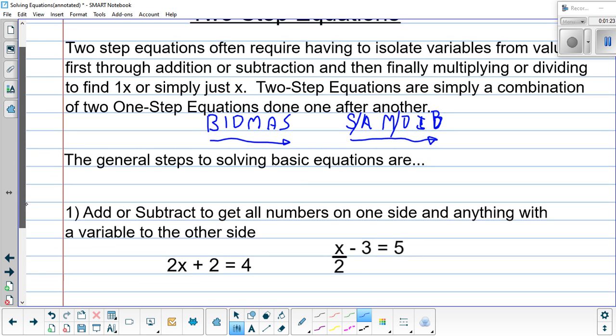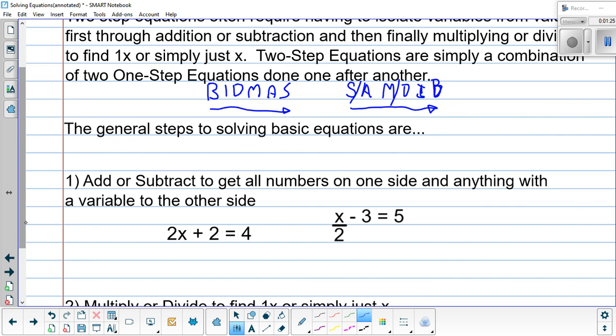So anyways, the general steps. If we start off with something, say on the left here, we have 2x plus 2 equals 4. So that means our very first step is we want to get all the x's on this side and numbers on to the right. So how do I get that onto that side and that side? Here I'll subtract 2, and then we're going to be left with 2x equals 2.